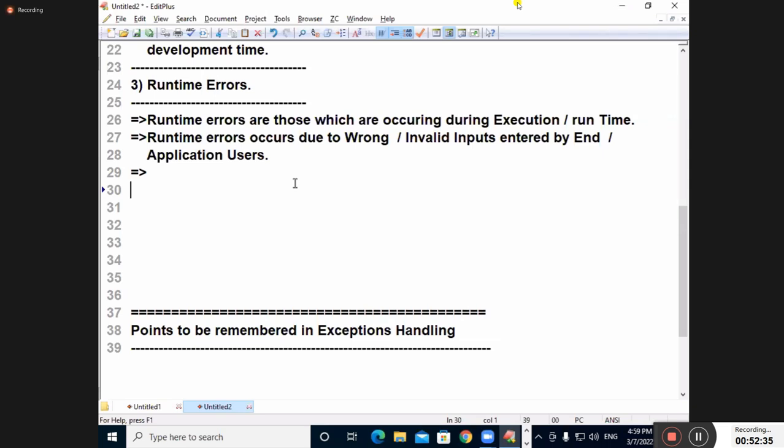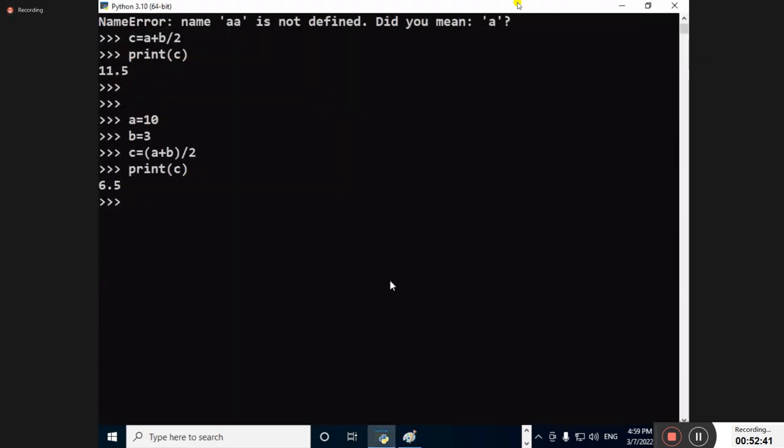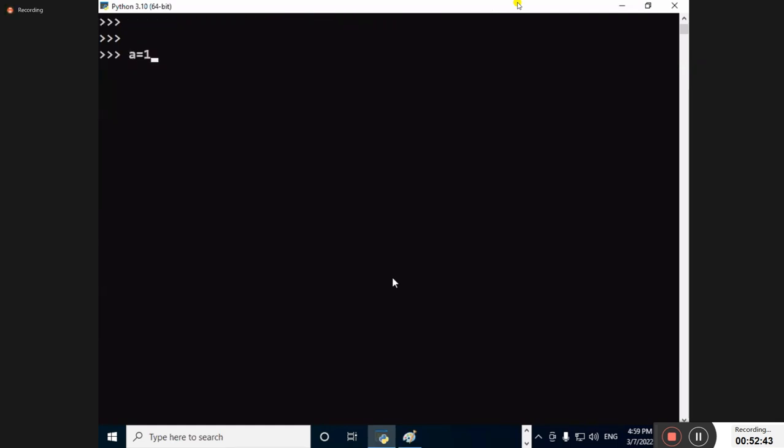By default means automatically. Go to the program. Look: a is equal to 10, b is equal to 0, c is equal to a by b. First line there is no problem. Second line there is no problem. The end user is trying to give the denominator as 0.